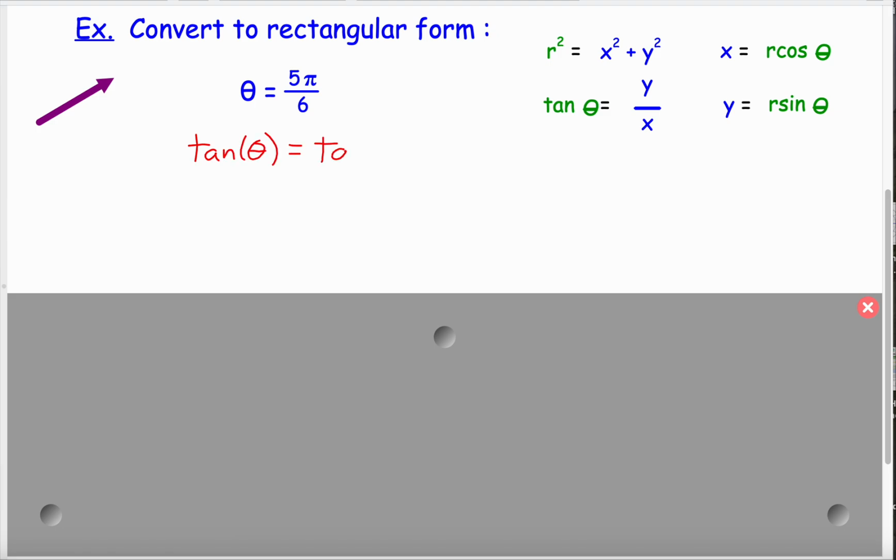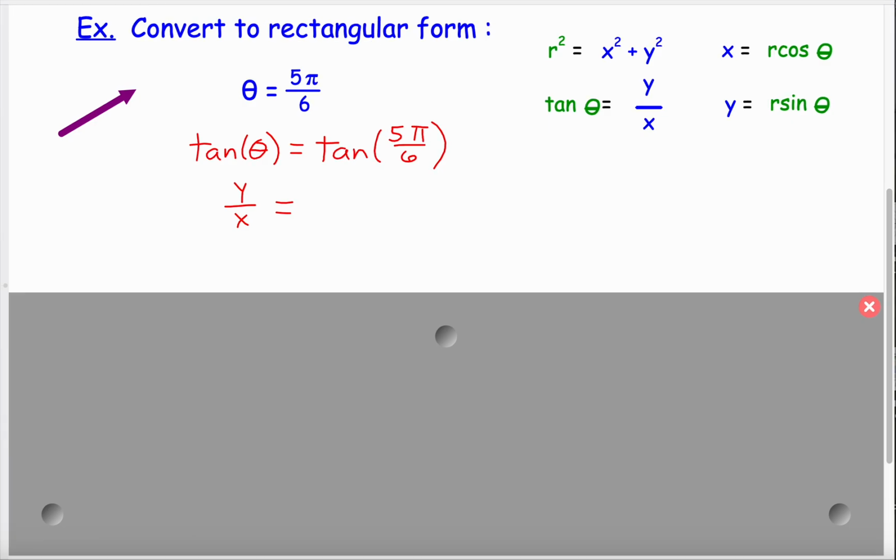And then I have the tangent of 5 pi over 6. We learned that from the unit circle. We could figure that out. So tangent of theta, I'm going to replace that with y over x. So that's y over x. And equals the tangent of 5 pi over 6. Wait a minute, I'll do some side work here. 5 pi over 6 was over here on the unit circle.